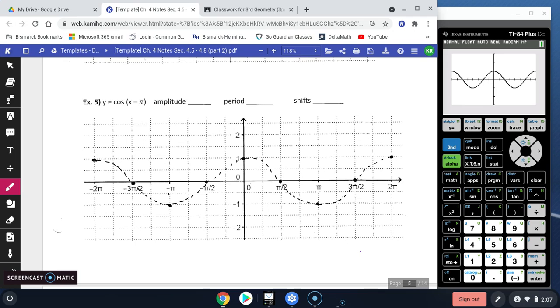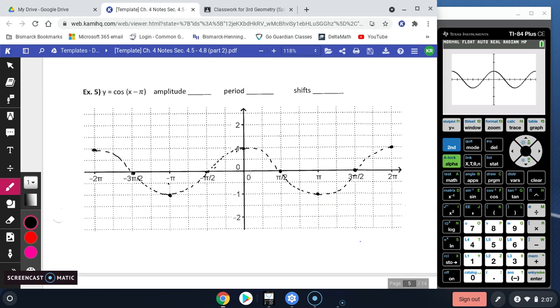Okay, so let's see what's happening with this particular equation, and then I'm going to adjust my graph. Okay, let's look for amplitude. So amplitude is my coefficient in front of my cosine. So A is 1. So amplitude is 1. My period, well, my coefficient in front of the x is just 1. So B is 1. So my period is 2 pi divided by 1, or just 2 pi.